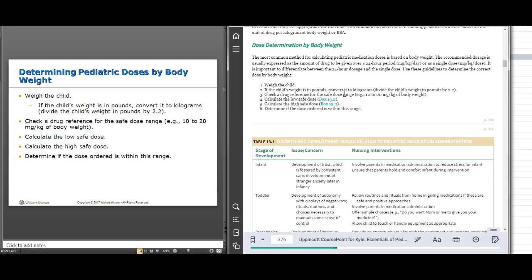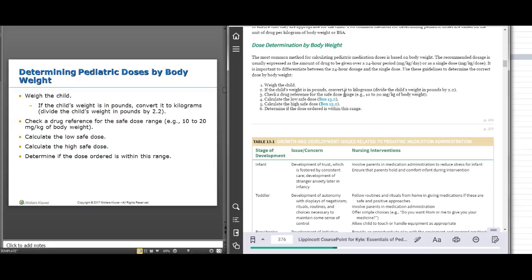to help. But for every medication you give, you're going to have to figure out if it's a safe dose or not, okay? So here are your steps. You weigh the child, okay? Always convert to kilograms. So you're going to have kilograms to start with, okay? Then you check your drug book and you say, okay, what's the safe dose range? And you're either going to get something like is listed here, 10 to 20 milligrams per kilo of body weight.